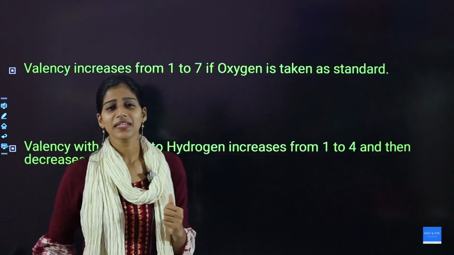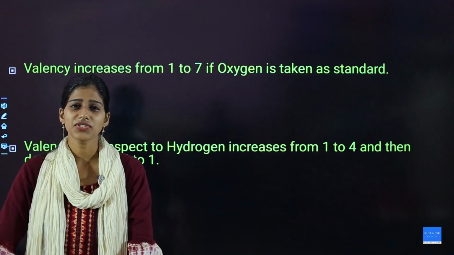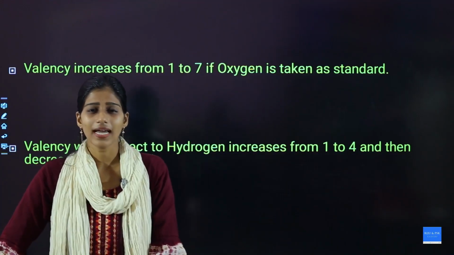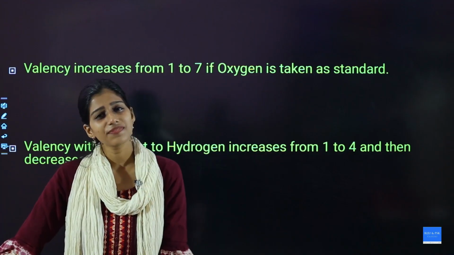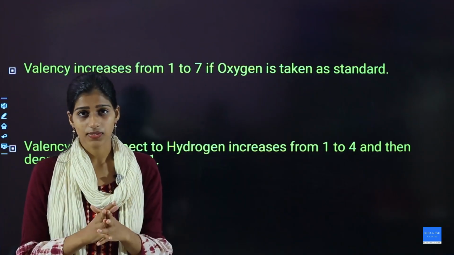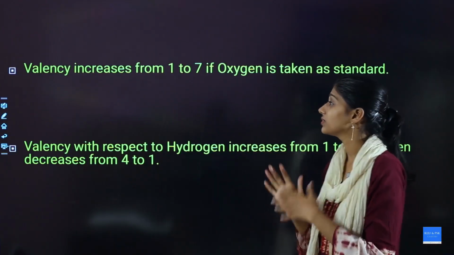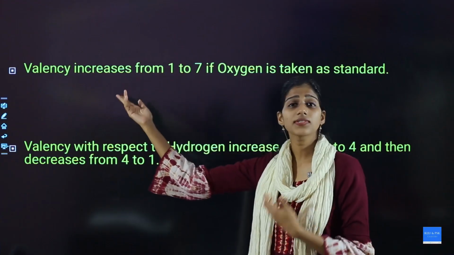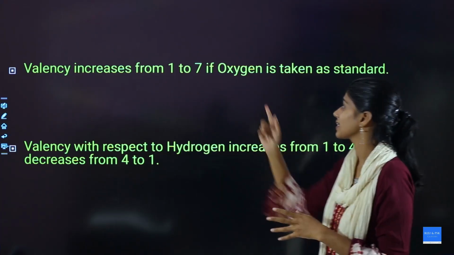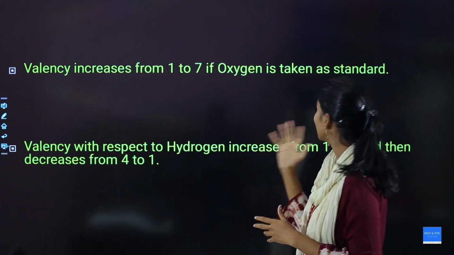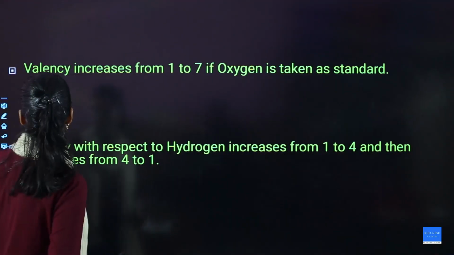This is an interesting factor because till now we have only considered valency as the number of electrons shared or accepted. Here I am giving you the definition of valency with respect to 2 factors. So, dear children, when you consider valency with respect to oxygen, valency increases from 1 to 7 across a period if oxygen is taken as a standard. What do you mean by standard? Just consider here.